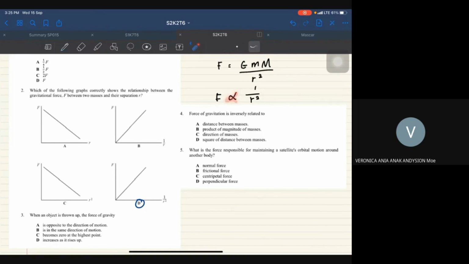Direct proportional indicates the straight line. Okay, and then kalau dengan syarat ni y axis, ni x axis. So y axis, x axis, the whole thing lah.